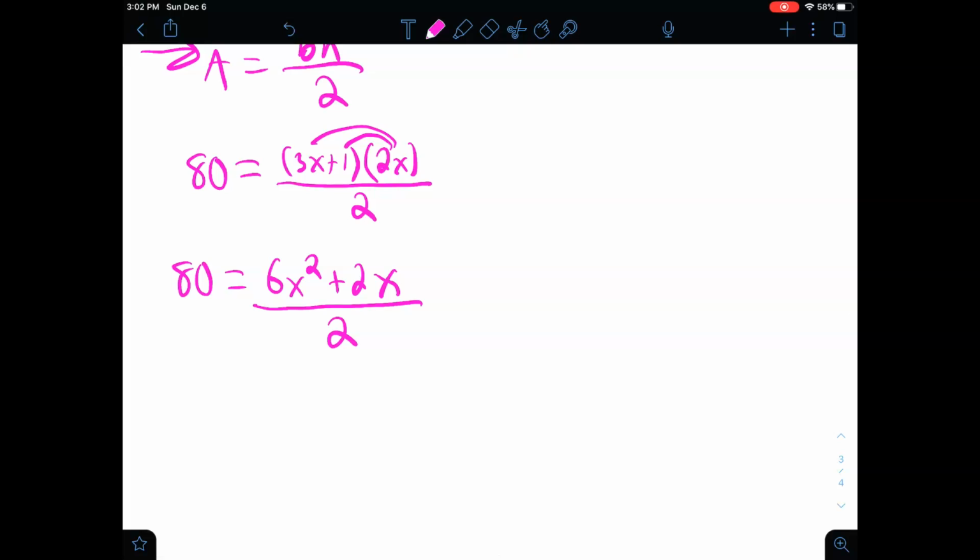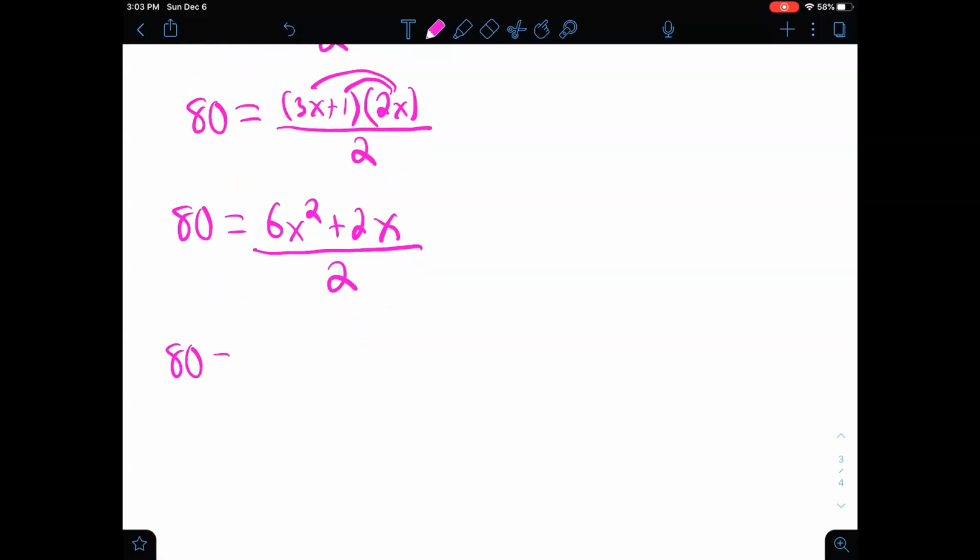Okay. Now we need to divide both of these by 2, so we're going to get 80 equals 6x squared divided by 2 is going to be 3x squared. 2x divided by 2 is going to be positive 1, or just 1x, that is, just positive x.